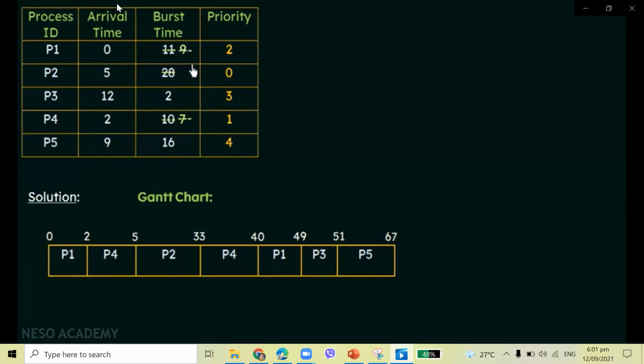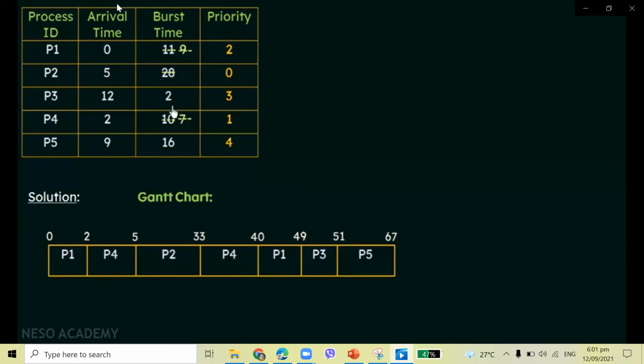Then the only remaining 2 processes that we have are P3 and P5. So among P3 and P5, which is the highest priority? P3's priority is 3 and P5's priority is 4. So the higher priority is that of P3, which is 3. So P3 will now get the CPU and it will execute for how long?